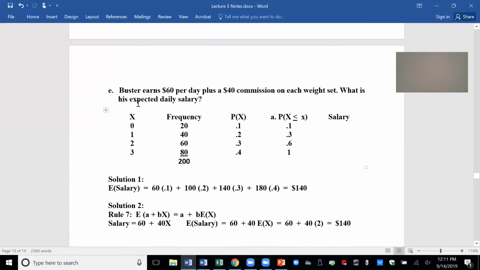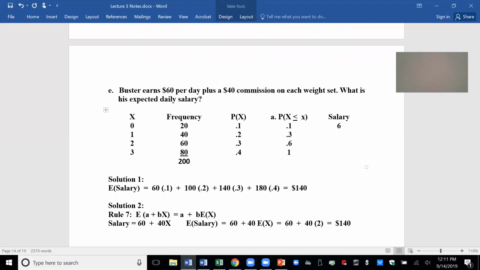Part E says Buster earns 60 bucks per day plus $40 commission for each weight set. Ooh, I think I know the part-time job I'm going to apply for now. What's the expected daily salary? So I have a new random variable called salary. I don't know what my salary will be tomorrow. It is dependent upon my already defined random variable of demand, X.